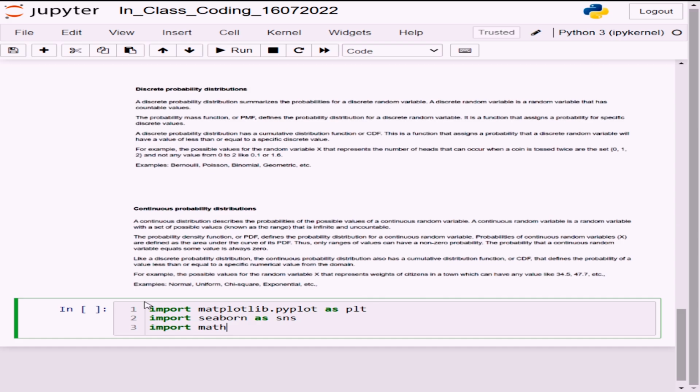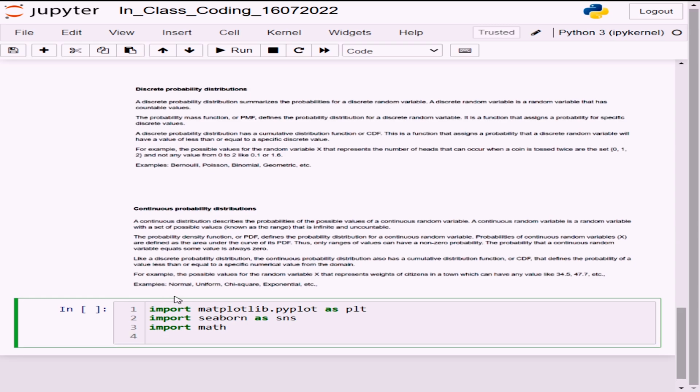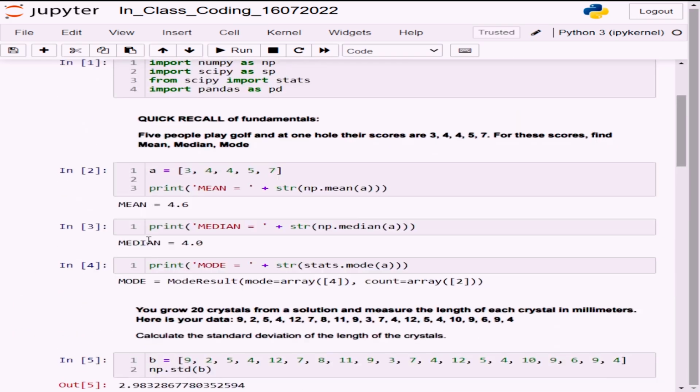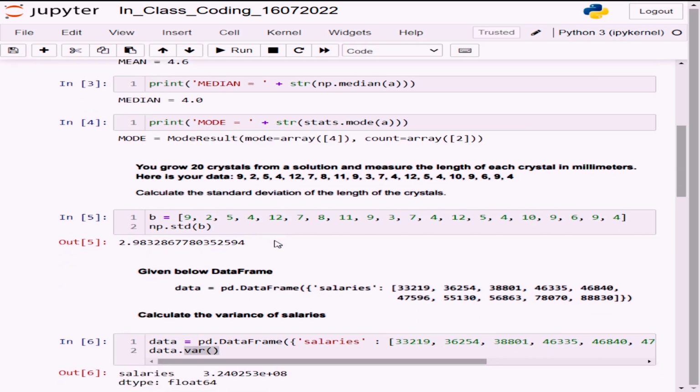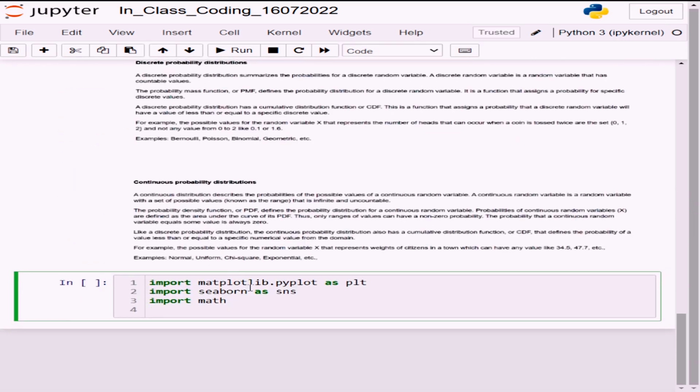Import math, and yeah, so we already have SciPy, but from SciPy I have stats already imported. Since stats is there, all the distributions are there, but I don't want to name them every time like stats dot something. So what I'll do is: from scipy.stats, I'm going to import.